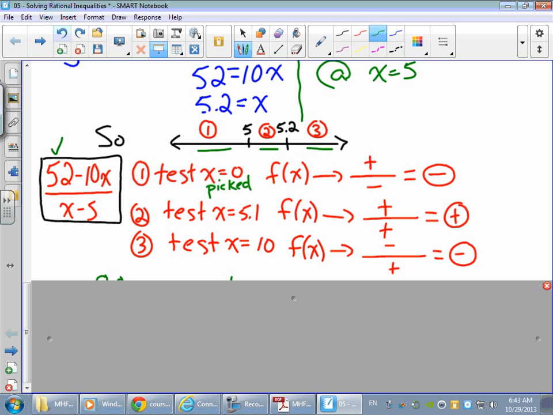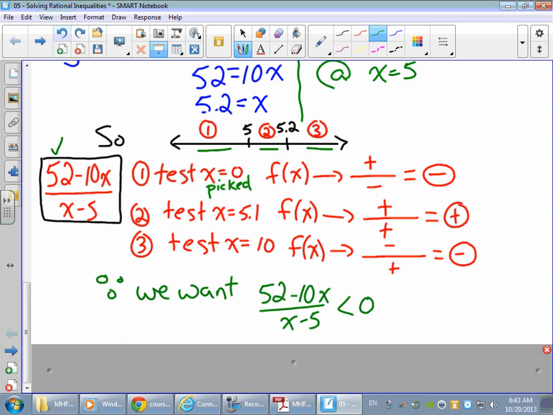Test 5.1, same idea. I end up with a positive over positive. Test x equals 10. And again, I just picked these numbers because they were nice to work with, is what I'm trying to say. 5.1 happens to be obviously between 5 and 5.2. The 0 and the 10 are just easy numbers to work with.